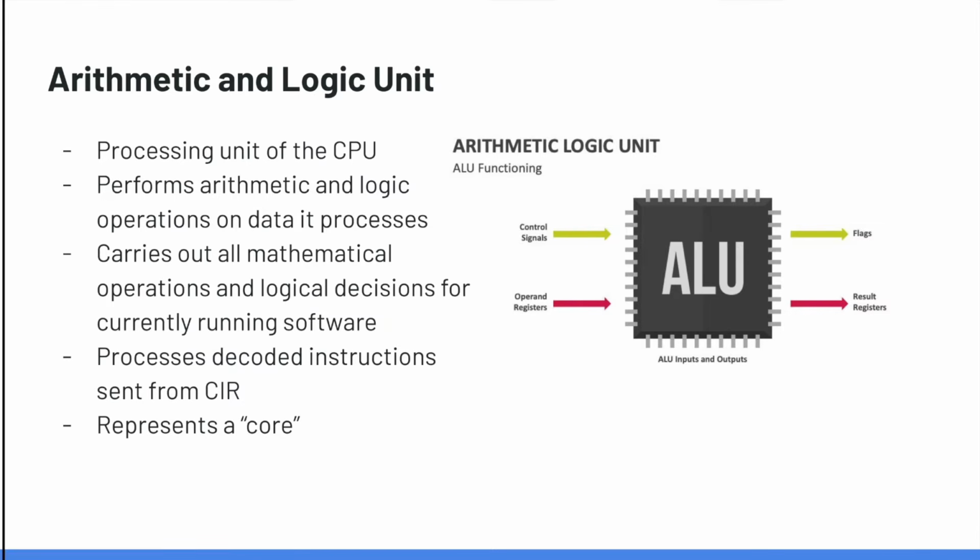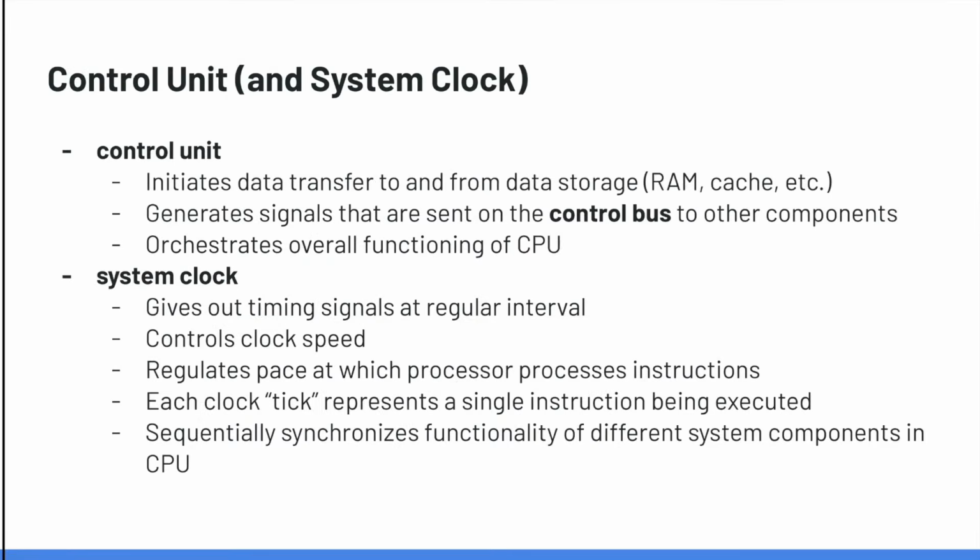We can refer to it as the processing unit of the CPU, even though the CPU is called the central processing unit. More formally, it's responsible for arithmetic and logic operations, and any mathematical or decision type operations for currently running software. It processes decoded instructions sent from the CIR, and it represents a core. So if you've ever heard of dual core or multi-core processors, each one of those cores is actually an ALU. We'll talk more about this whole idea of multi-core processors in future slides.